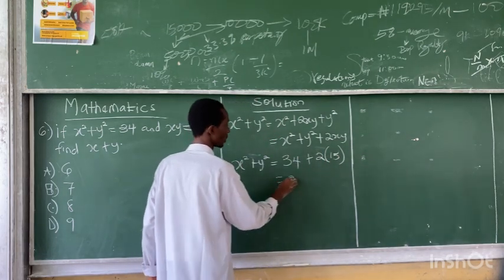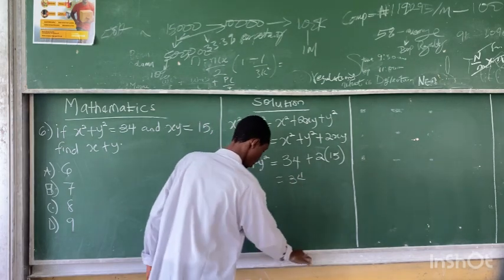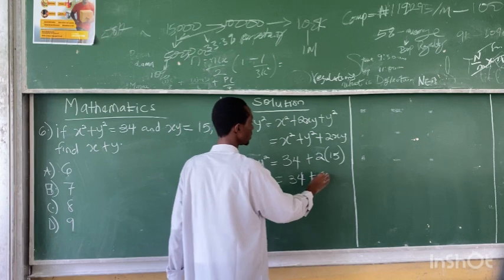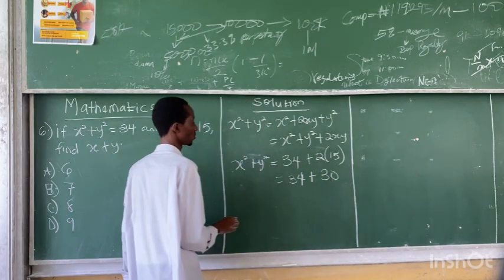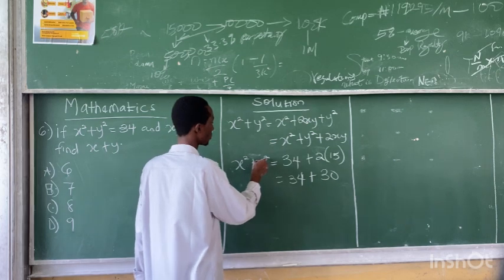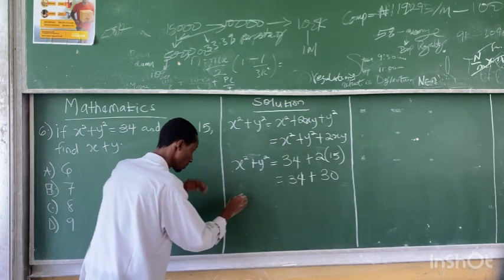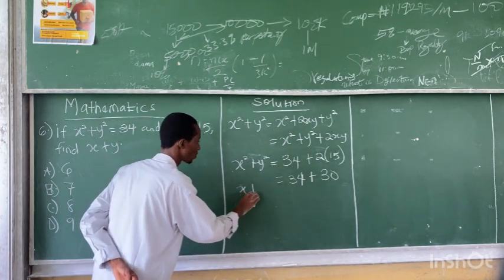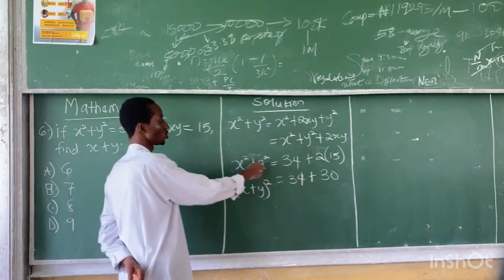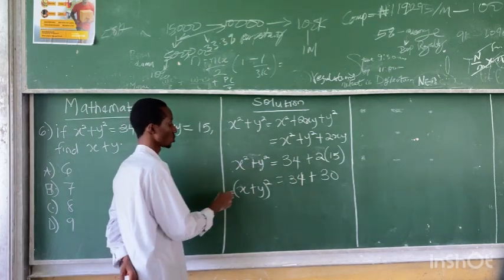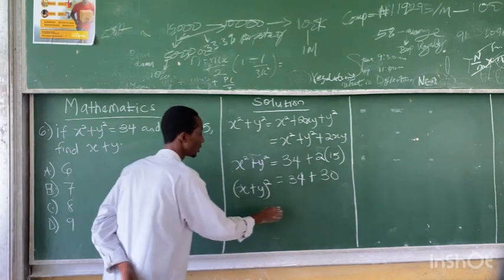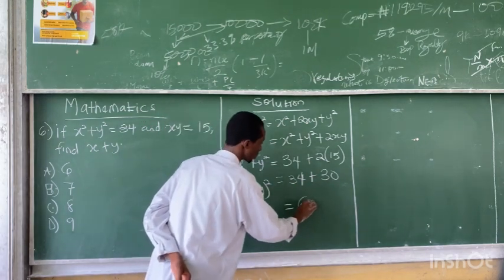This is 34 plus 2 times 15, which is 30, right? X squared plus y squared plus 2xy is the same thing as x plus y all squared. Don't forget the 2 is affecting both x and y. So x plus y all squared is equal to 34 plus 30. 34 plus 30 gives us 64.